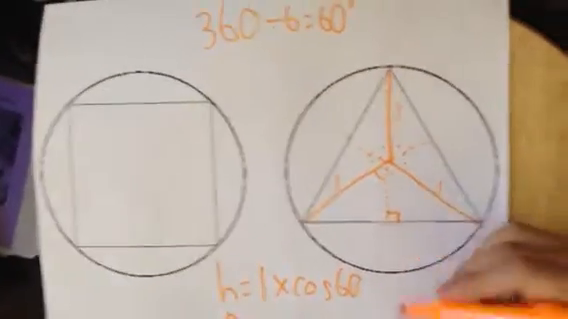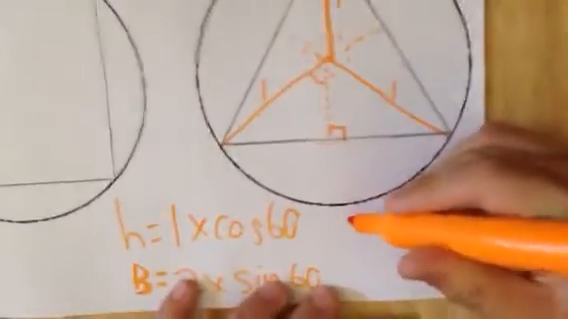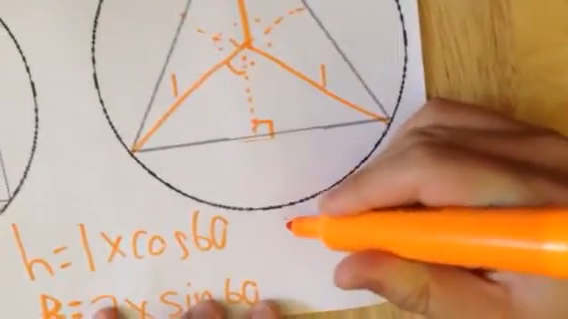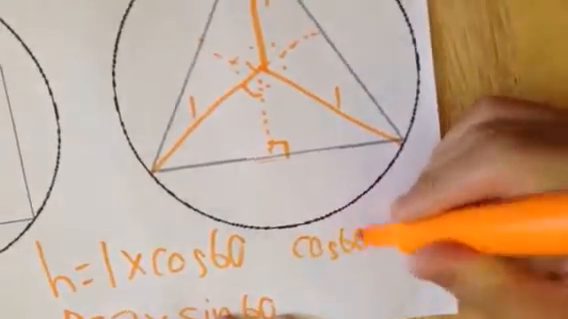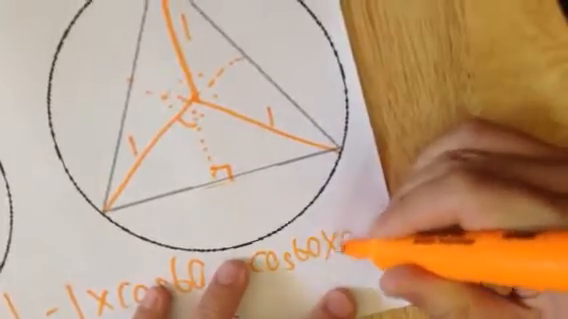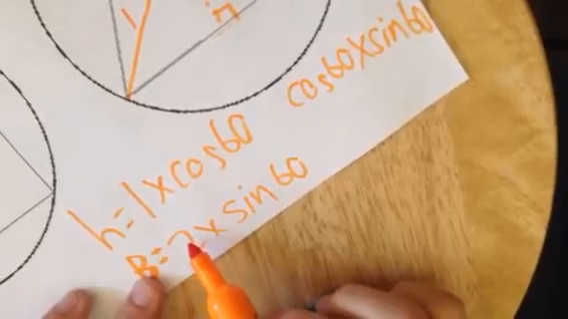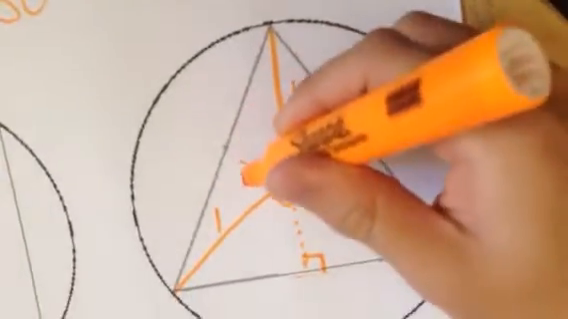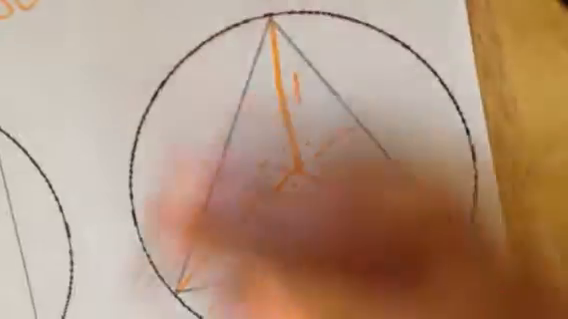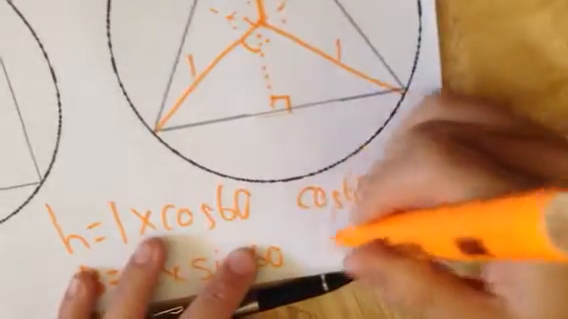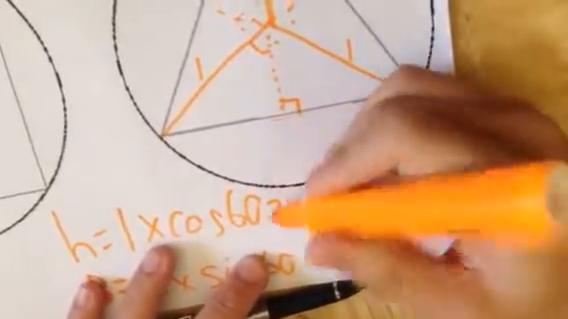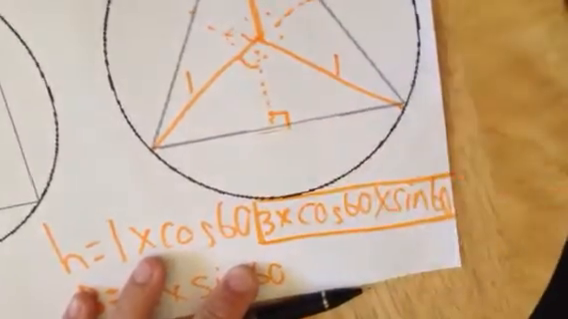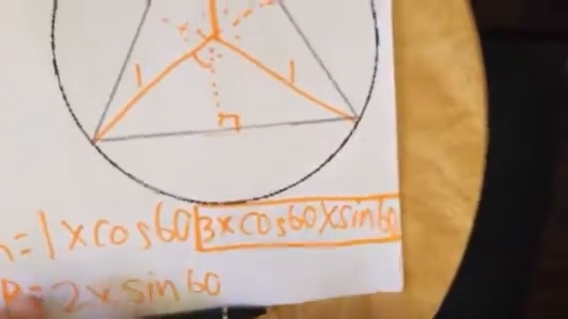So the final equation will look something like cosine of 60 times sine of 60. And the 2 is removed because it cancels out with the divide by 2. And since we know that there are 3 triangles like this in this big triangle, we times this by 3. And there you have the area of a triangle.